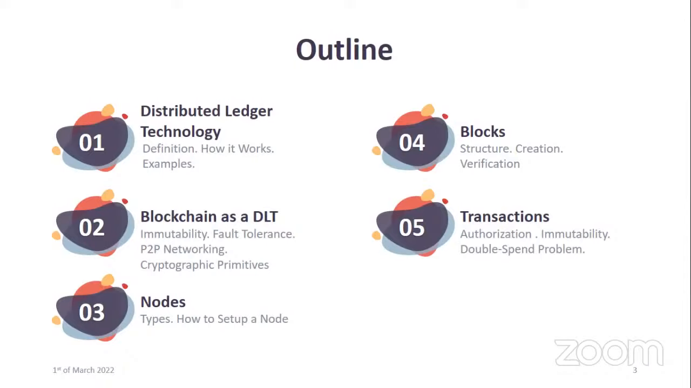Under nodes, we're going to look at types of nodes and how to set up a node. Under blocks, we're going to look at the structure of a block, its creation and its verification. And we're going to talk about transactions, authorization, immutability, and the double spend problem.